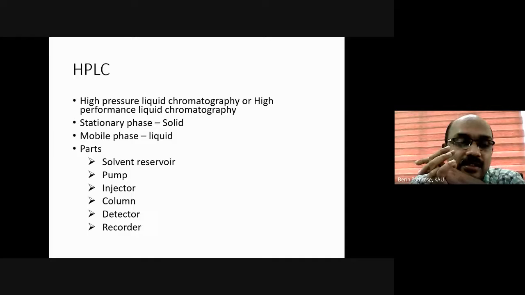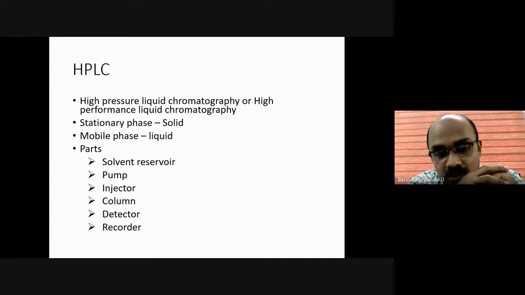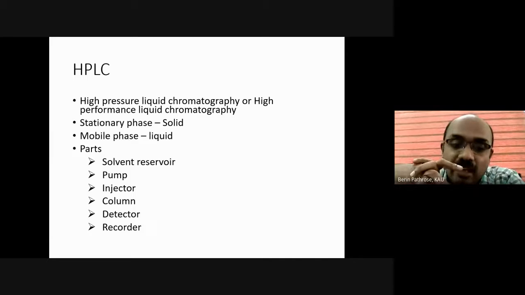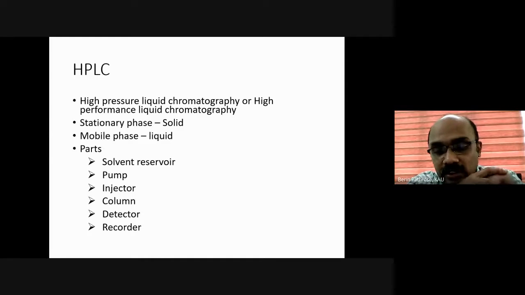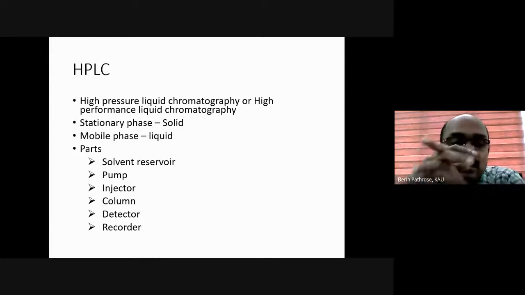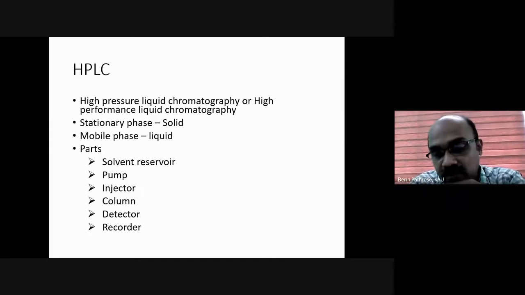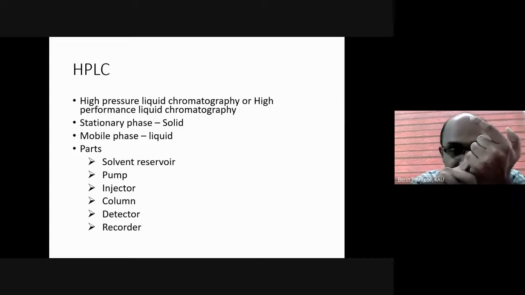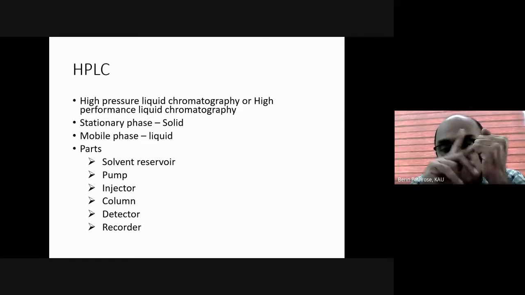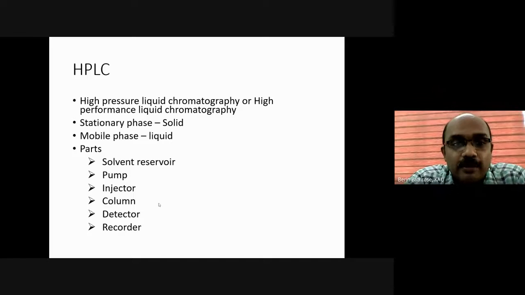The column contains the stationary phase wherein we separate out the compounds, and at the end of the column we have a detector. As in GC, we have several kinds of detectors in HPLC also. After the detector, we have a recorder, usually a computer system to analyze the signals. So the parts include solvent reservoir, pump, injector, column, detector, and recorder. These are the components of HPLC.